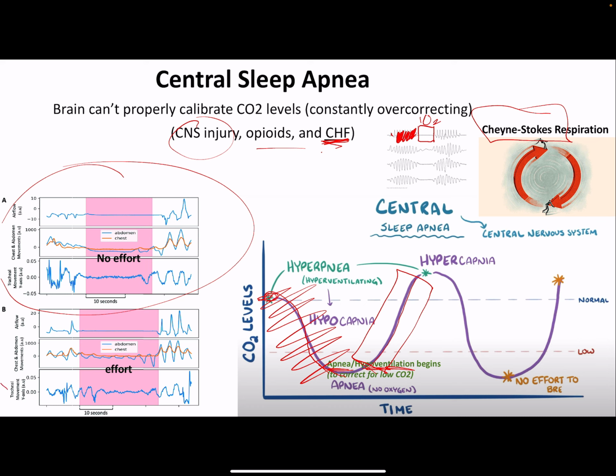obstructive and central sleep apnea can somewhat be illustrated here. Notice, again, we have the 10 seconds no breathing, 10 seconds no breathing, but in this case here, there's no effort put in. I'm not seeing the chest and abdomen really move up and down. Here it is moving up and down, but it's just no air is getting through. So which one's which? This is going to be central sleep apnea, and this is going to be obstructive sleep apnea.